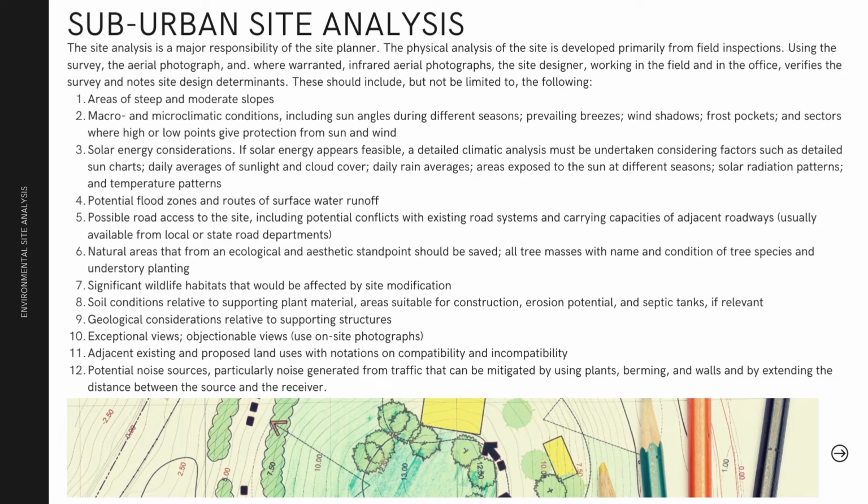Eight, the significant soil conditions relative to supporting plant material, areas suitable for construction, erosion potential, and septic tanks if relevant. Number 9, geological considerations relative to supporting structures. Ten, exceptional views, as well as objectionable views, documented on site photographs. Eleven, adjacent existing and proposed land uses with notations on compatibility and incompatibility. Twelve, potential noise sources, particularly noise generated from traffic, that can be mitigated by using plants, berms, and walls, or by extending the distance between the source and the receiver.